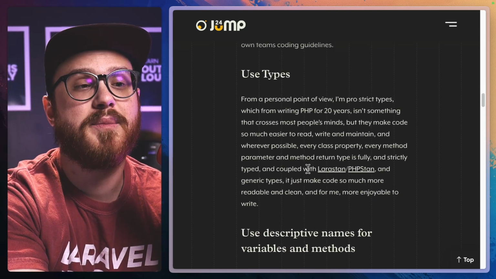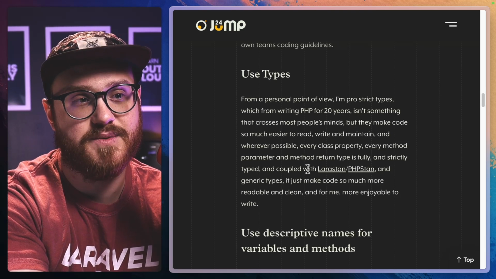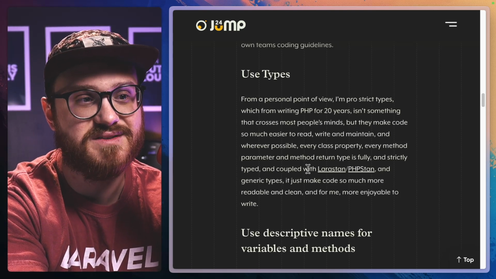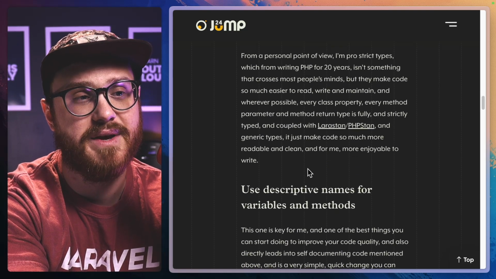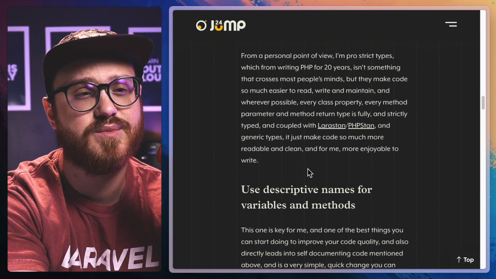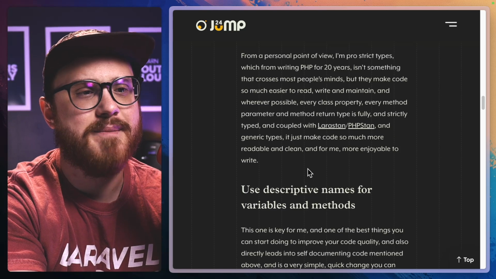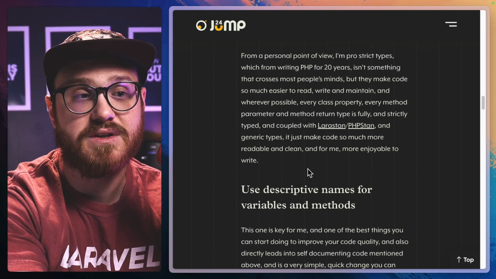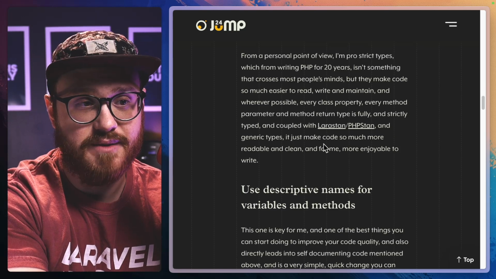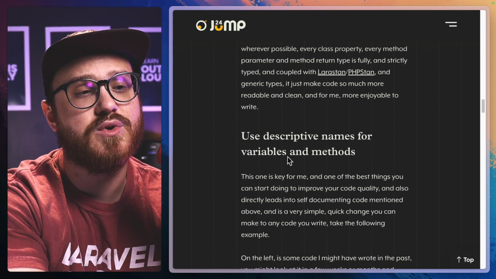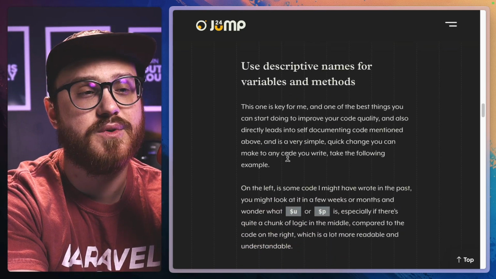Use types. From a personal point of view, I'm pro strict types, which, from writing PHP for 20 years, isn't something that crosses most people's minds, but they make code so much easier to read, write, and maintain. Wherever possible, every class property, every method parameter, and method return type is fully and strictly typed, coupled with Larastan/PHPStan and generic types. It just makes code so much more readable and clean, and for me, more enjoyable to write.